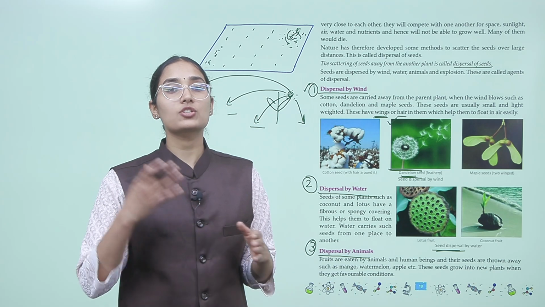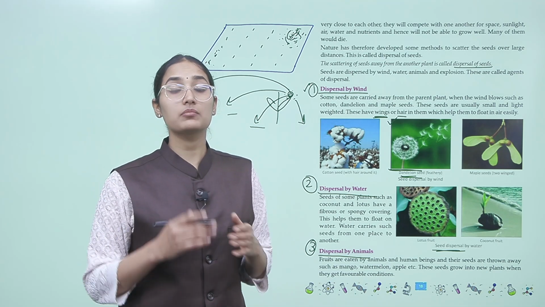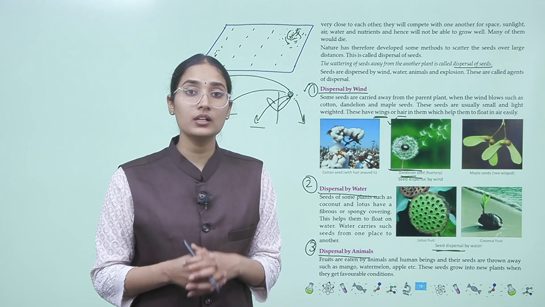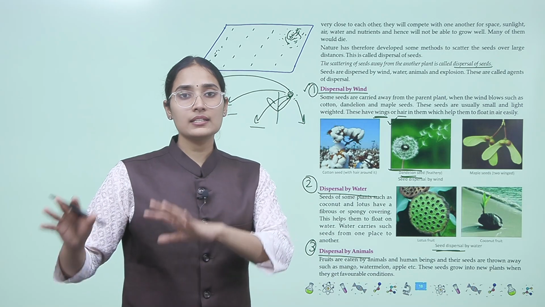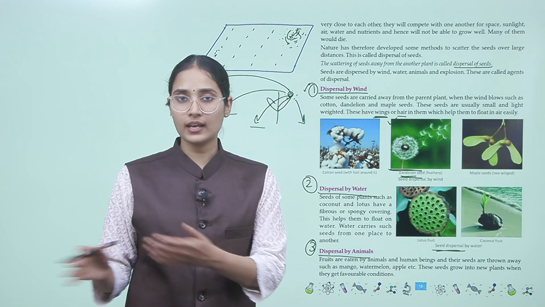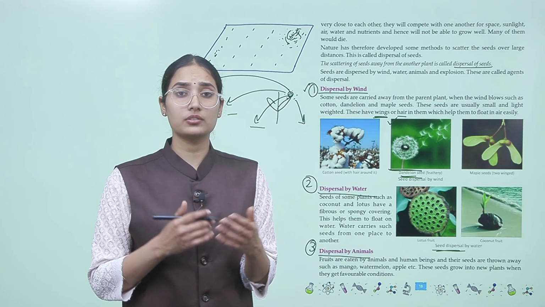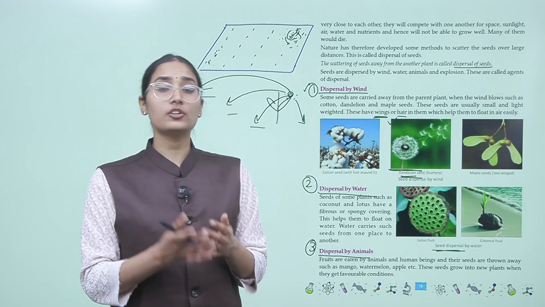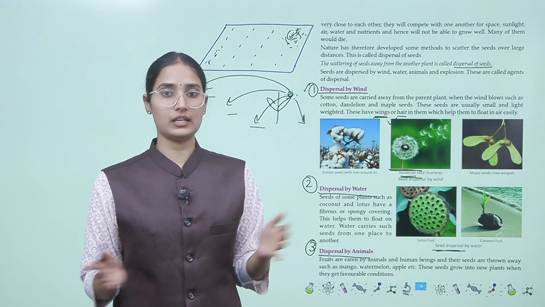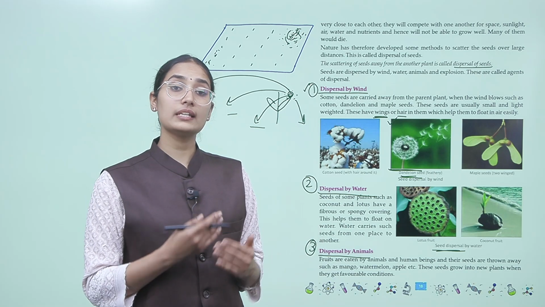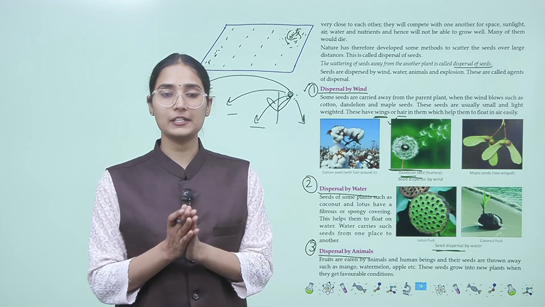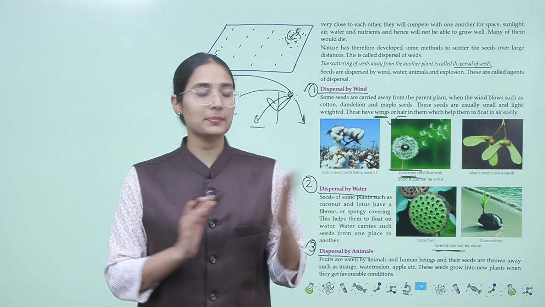Similarly, what happens in the case of animals? They eat it, and in the case of a squirrel, sometimes they just drop the seed there, right? And squirrels and animals are such beings that they travel large distances, right? So this is how that seed also gets dispersed. Now let's go to the next page.